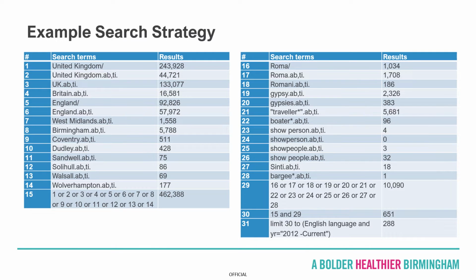Now, just to provide an example of what that search strategy looks like in reality, you can see here on screen an example database search that was run for Medline on the 12th of December 2022 for our Gypsy, Roma and Travellers community health profile that resulted in 288 resources.